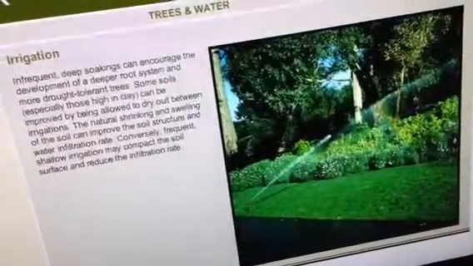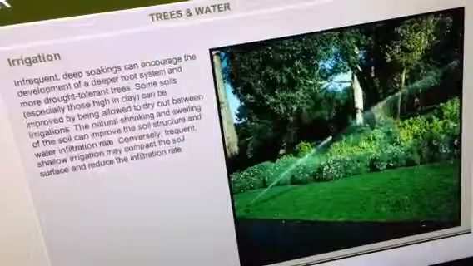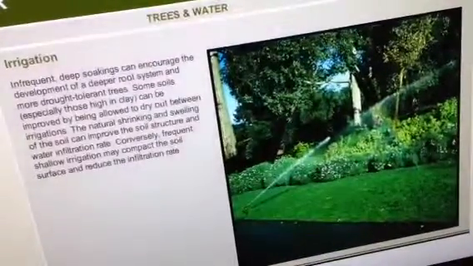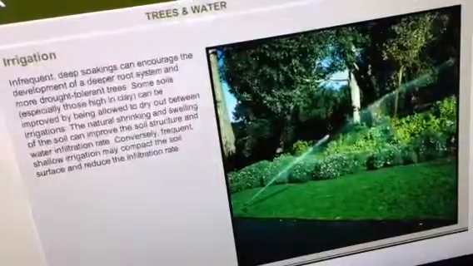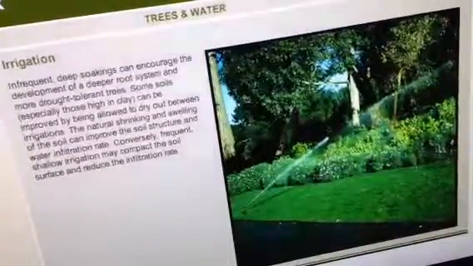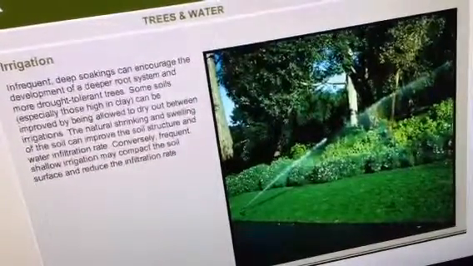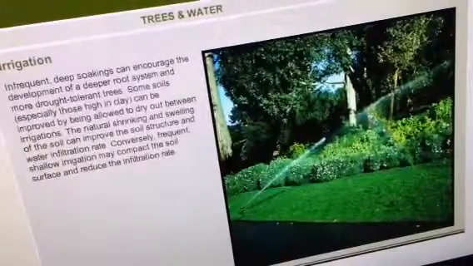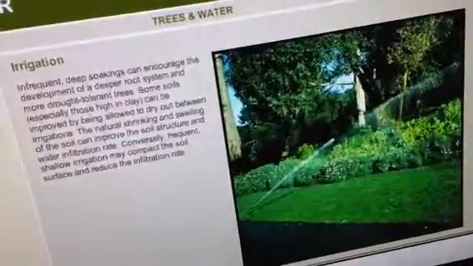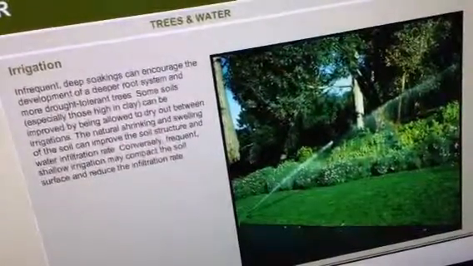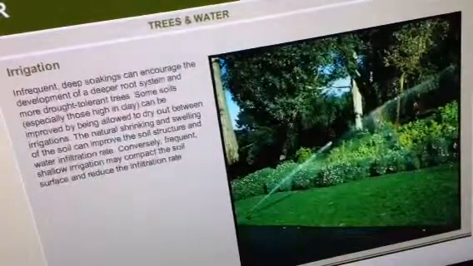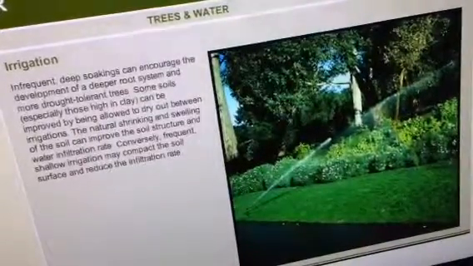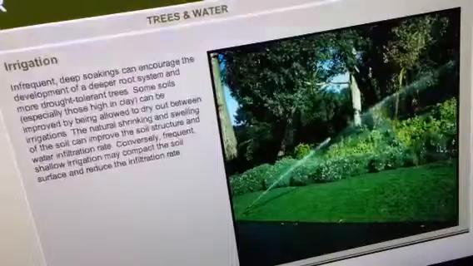Infrequent, deep soakings can encourage the development of a deeper root system and more drought-tolerant trees. Some soils, especially those high in clay, can be improved by being allowed to dry out between irrigations. The natural shrinking and swelling of the soil can improve the soil structure and water infiltration rate. Conversely, frequent shallow irrigation may compact the soil surface and reduce the infiltration rate.